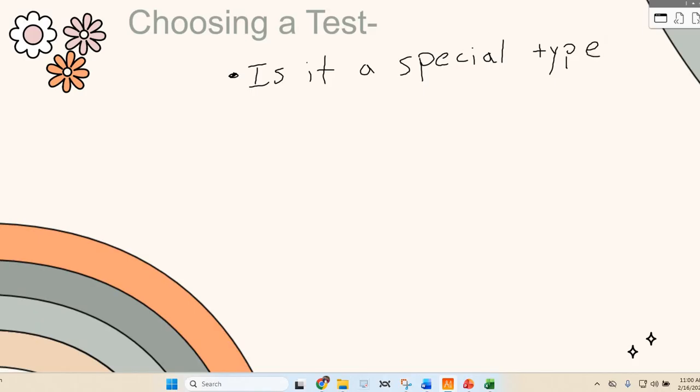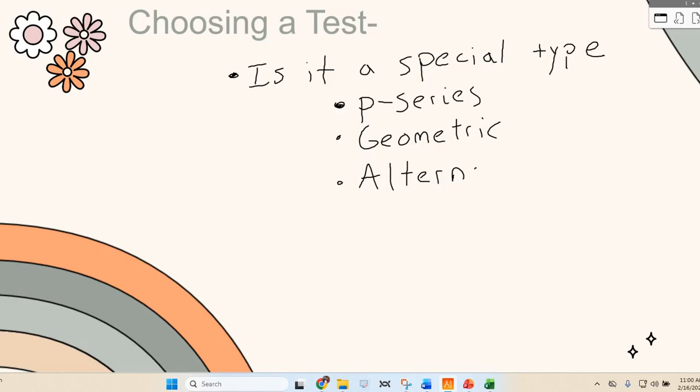Harmonic. Harmonic is a specific case of the what? P-series. So I have P-series. What else? Geometric. We technically added another kind. What's also a specific case? Our alternating is also a very specific case, because I can only use my alternating series test on an alternating series.